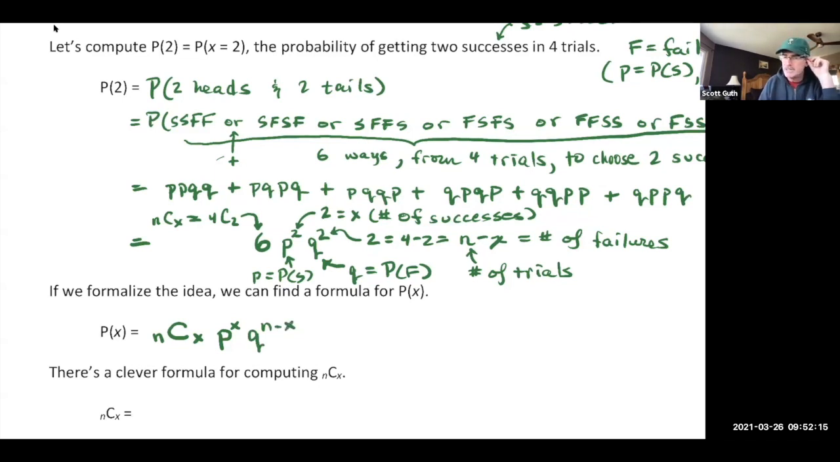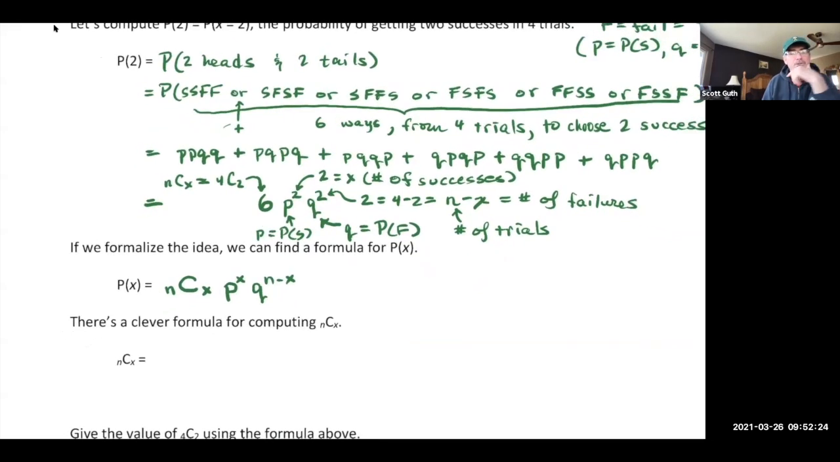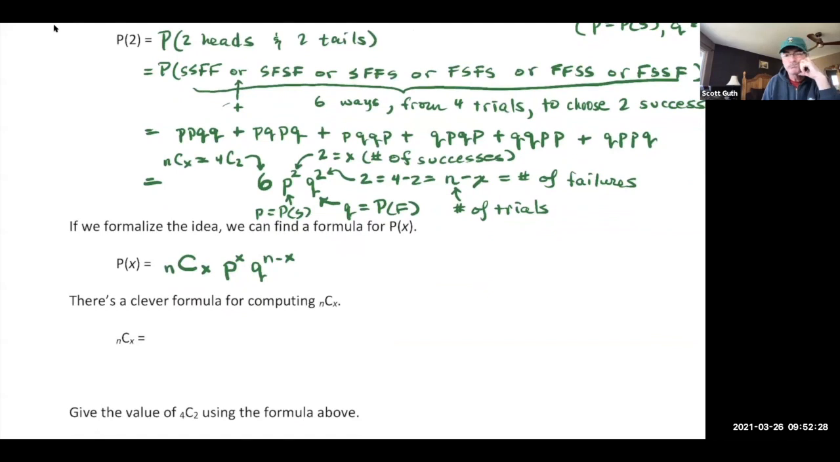And then if you're going to have x successes, then there has to be n minus x failures. N is the number of trials. You subtract the number of successes and you get the number of failures. And Q is the probability of a failure. Okay, so that's the formula for the probability distribution.